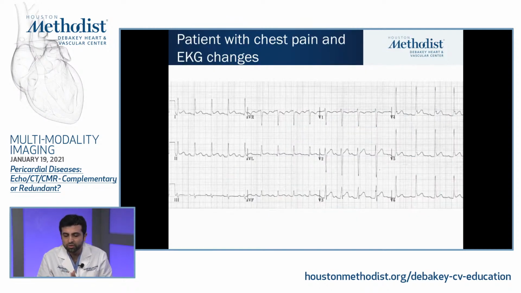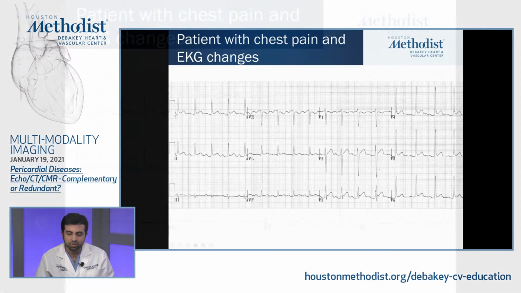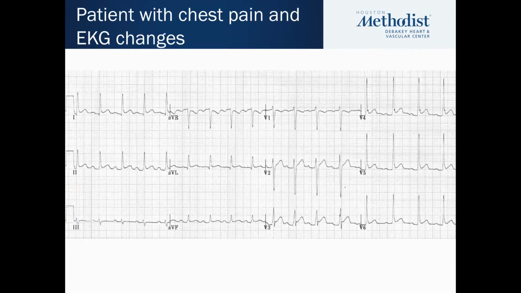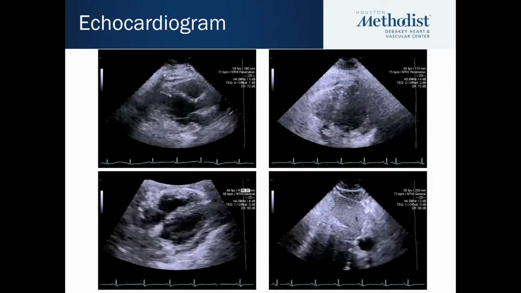So let's begin with the relatively simpler cases. This is a person who's having chest pain and has ST elevations throughout their EKG. Looking at this, you evaluate the patient, you've already diagnosed pericarditis. What is the role of echo in this kind of scenario?